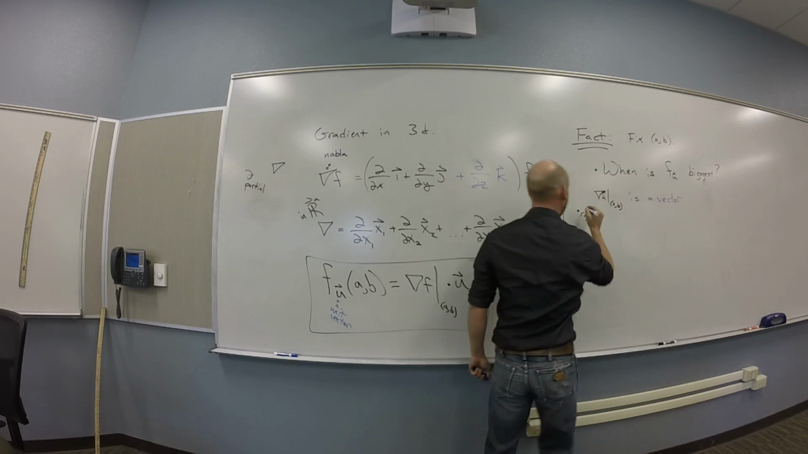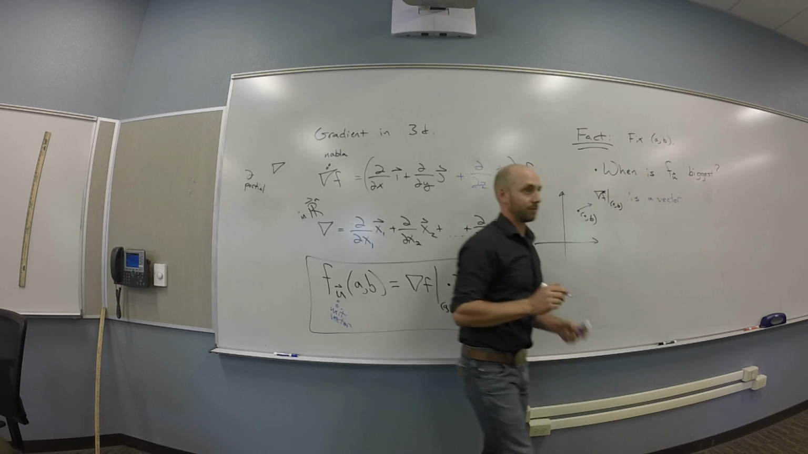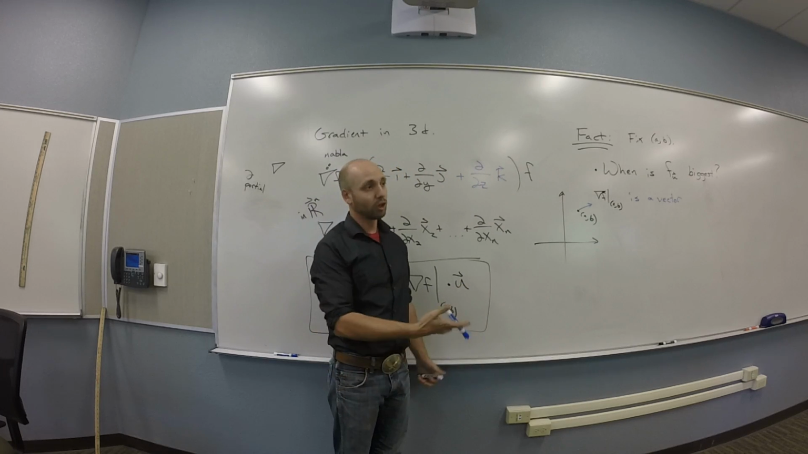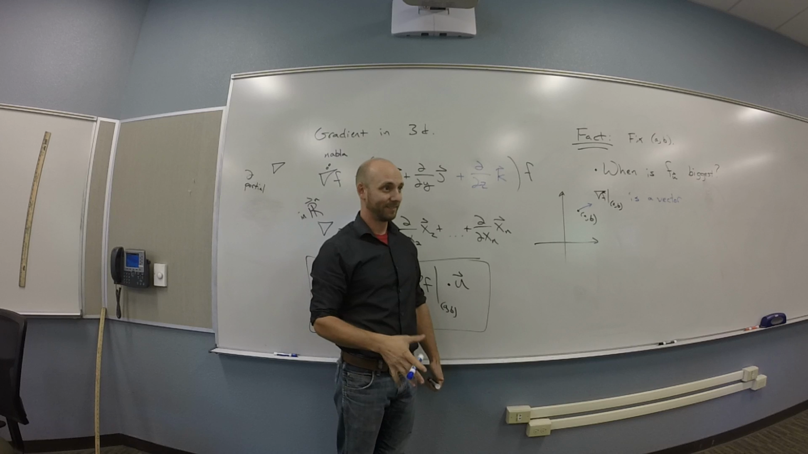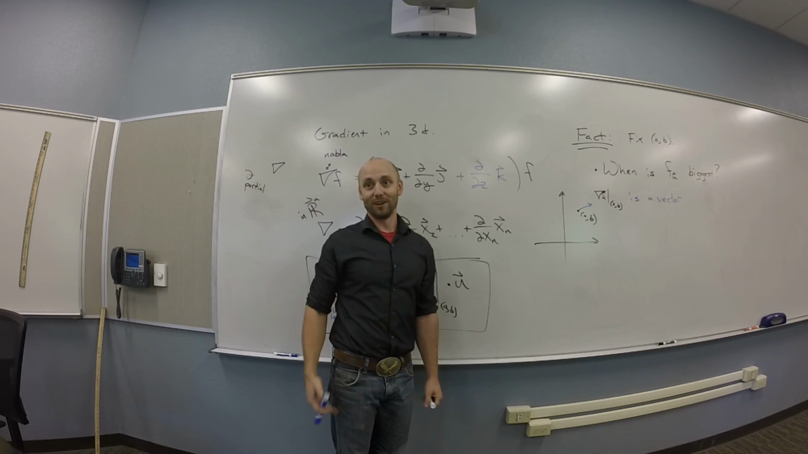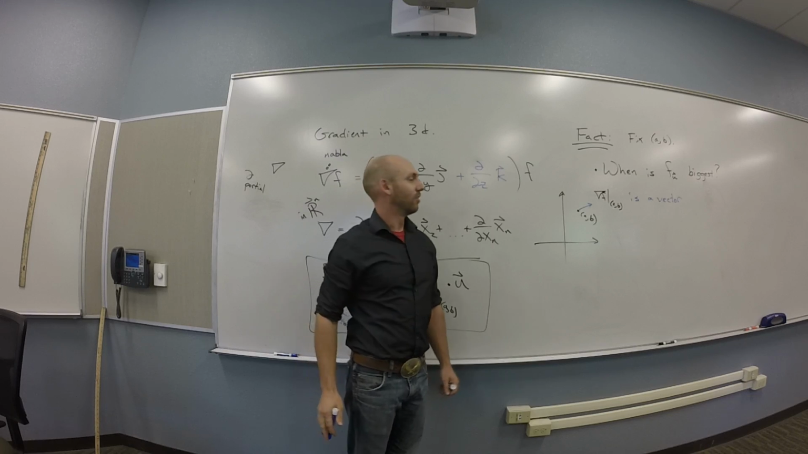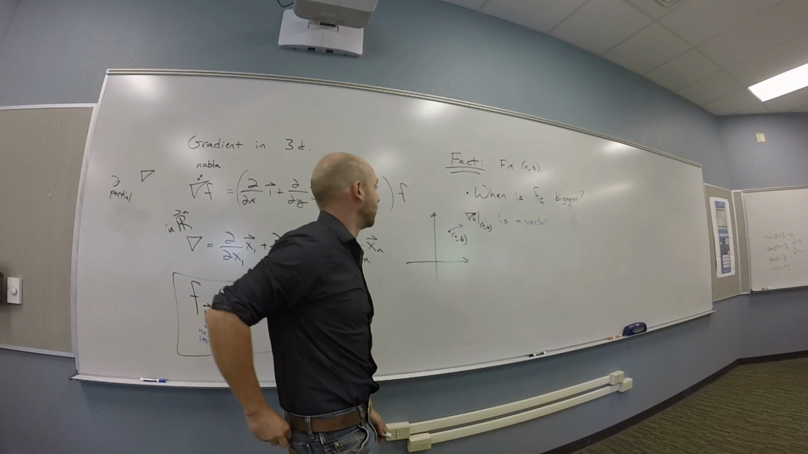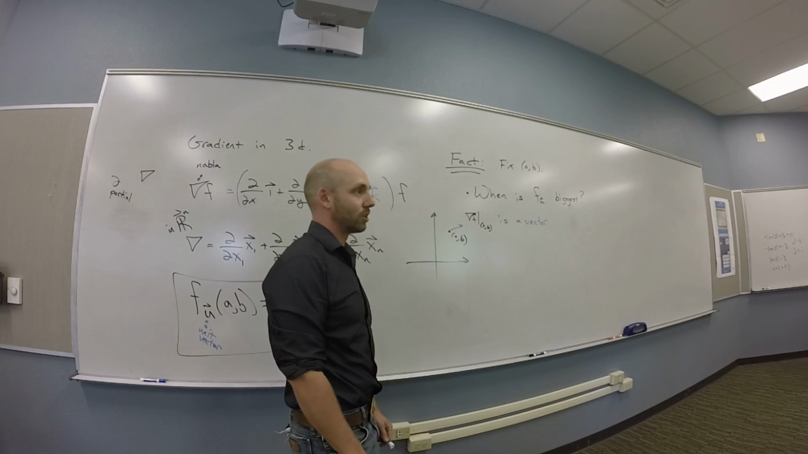Let me say, just for kicks, that that vector looks like this. I have no idea what it looks like. It could look like literally anything. Okay. So, how do I calculate a directional derivative from that information?